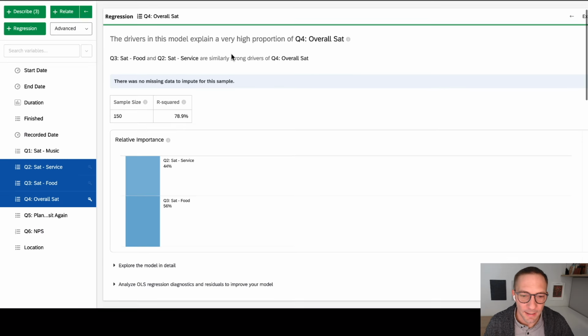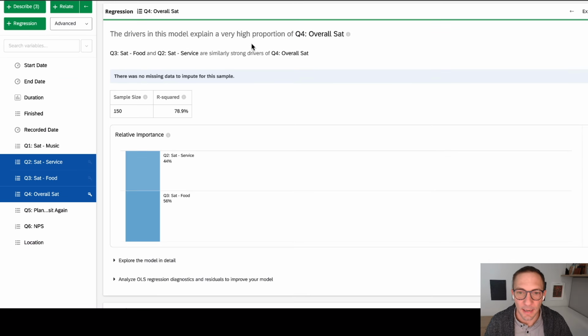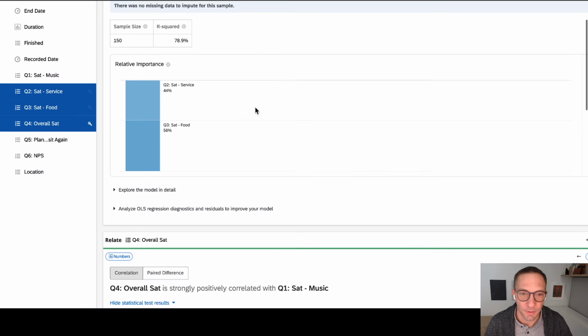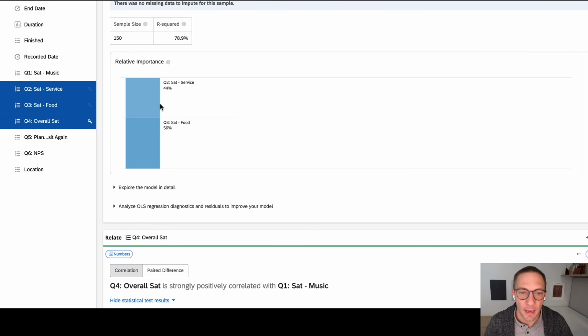So as I click this, this is nice. It tells me that they both are similarly strong predictors. So we'll always get a nice sentence, which I like with Stats IQ. Now, how important each predictor is will be displayed here. So you have satisfaction with food has a 56% importance rating, and satisfaction with service has a 44%.